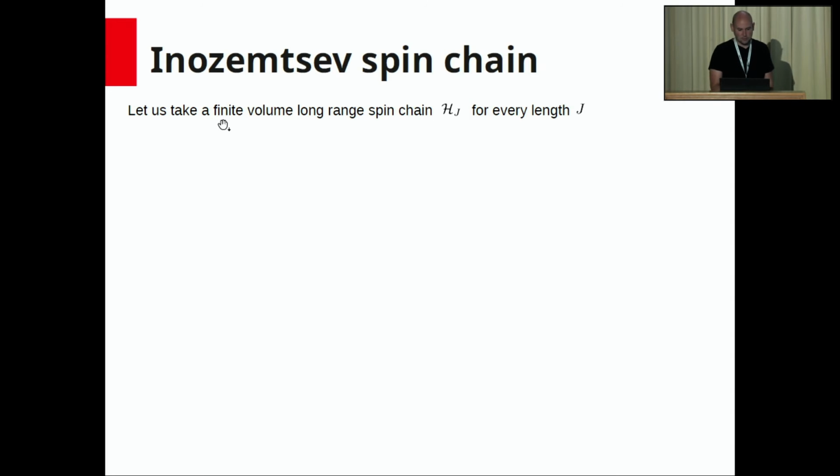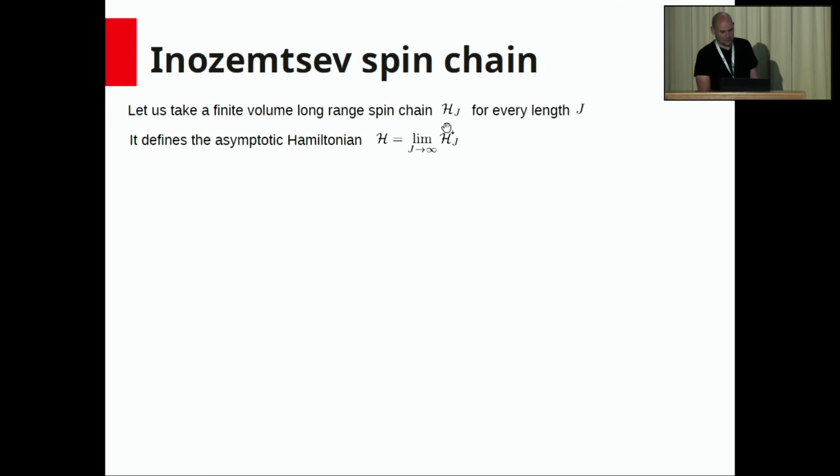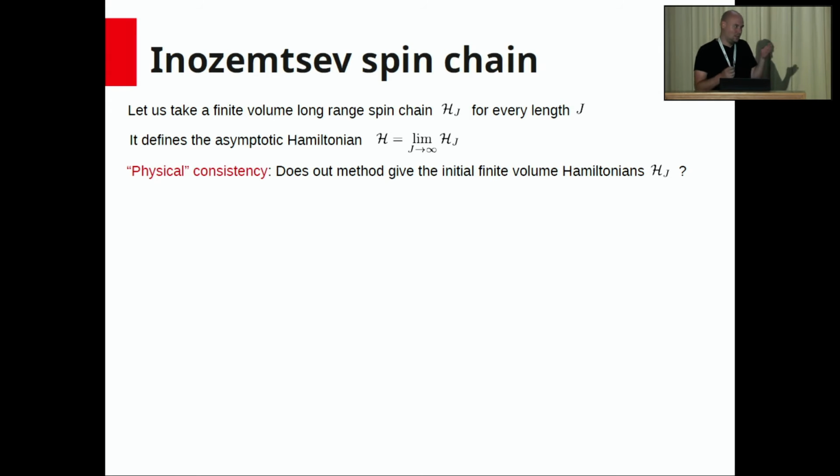Okay, let us see a physical consistency condition for this definition. Let us take any finite volume long-range spin chain for every length J. It obviously defines an asymptotic Hamiltonian by taking the limit J goes to infinity. For this Hamiltonian, we can apply the method and we obtain a finite size Hamiltonian. For physical consistency, this new Hamiltonian should agree with the initial ones. It's a very natural physical consistency. So let us check whether our method satisfies this condition or not.